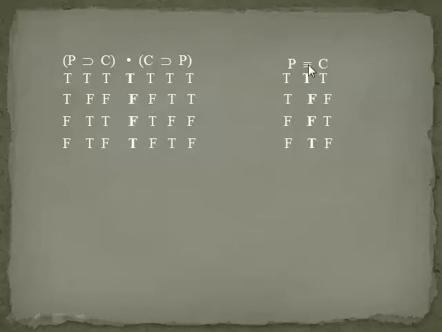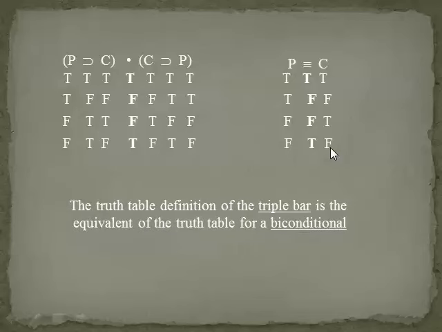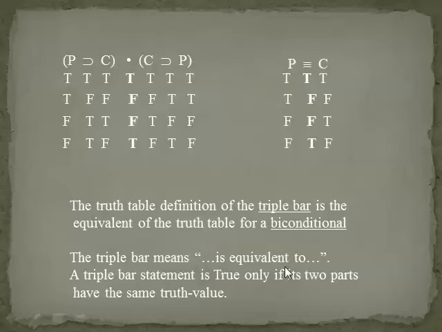So you notice that a triple bar is true when both statements are true and when both statements are false. And that means that the triple bar is actually the same thing as the phrase "is equivalent to," because it's true when both of its parts have the same truth value. If they're both true, the triple bar is true. If they're both false, the triple bar is true. If they differ, then the triple bar is false. So it's a claim that P is equivalent to C in this case, which is true when they're both true and true when they're both false.